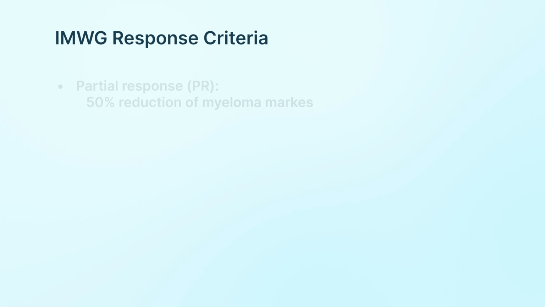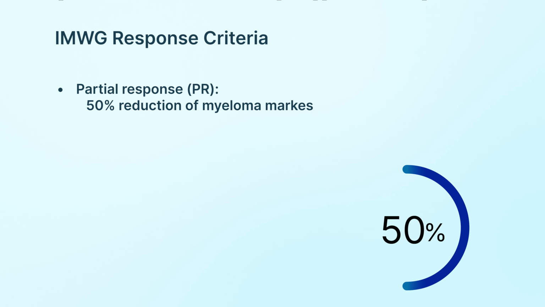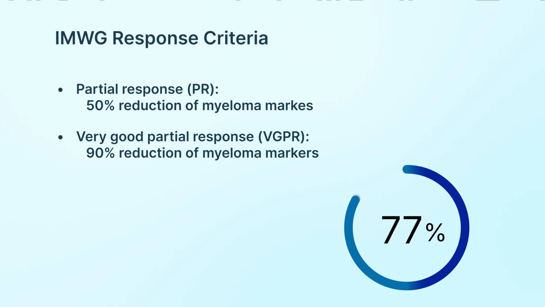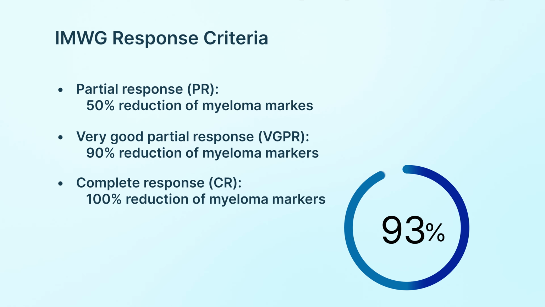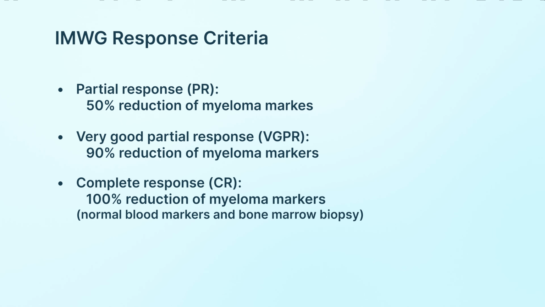So partial response, usually, is if you have a 50% reduction in your marker, so your M spike is essentially dropping 50%. Very good partial response typically refers to having a 90% or greater drop in your M protein, and then a complete response is having normal blood markers and a normal bone marrow biopsy. So those are the response criteria that we typically use.